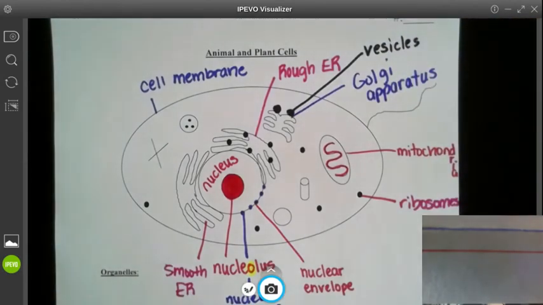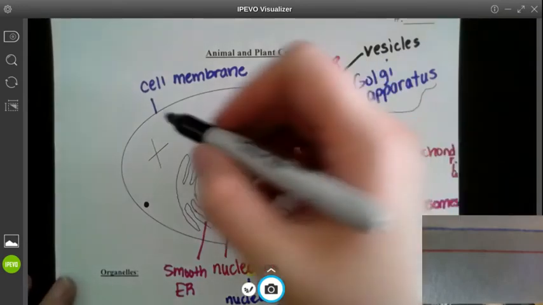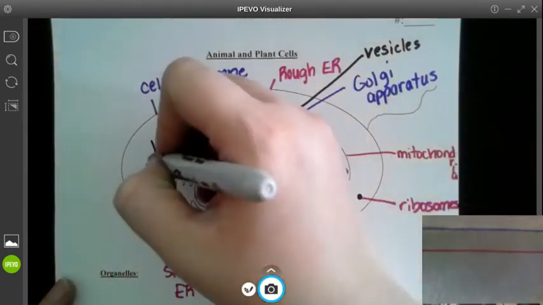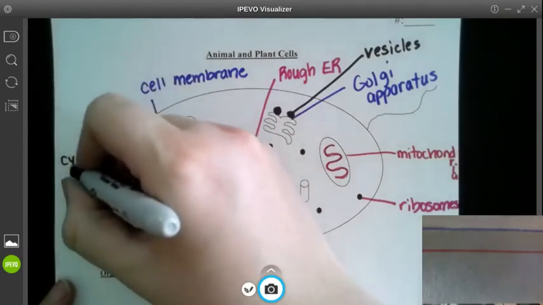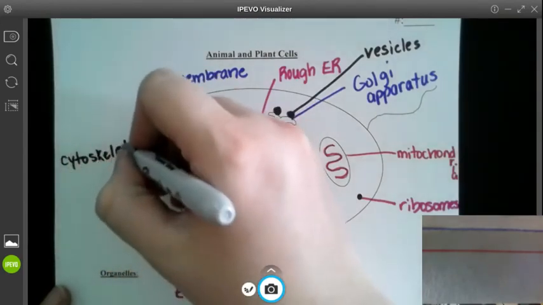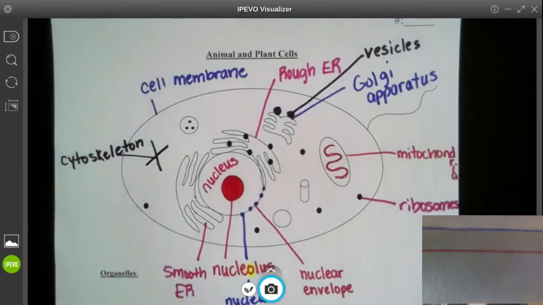And vesicles are used to package things and move them throughout the cell. Over here, I have an X pattern. This actually represents cytoskeleton. Cytoskeleton is made up of microtubules and microfilaments. Cytoskeleton is used in mitosis to help separate the nucleus and move it where it needs to go.